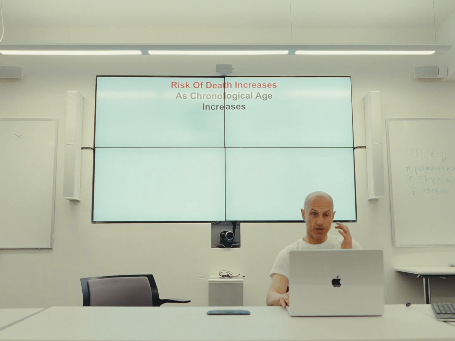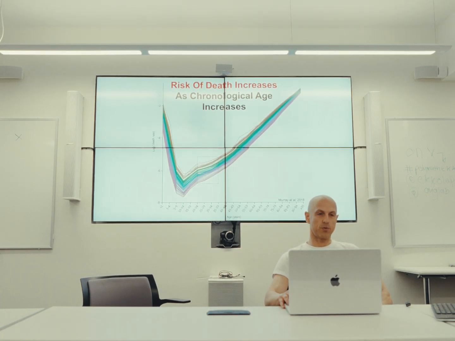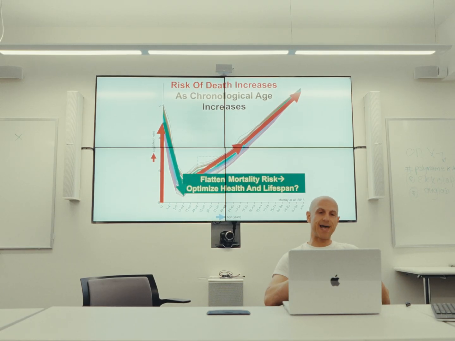So risk of death increases as chronological age increases, and that's what we'll see here. On the y-axis, we've got death rates plotted against age from birth until 95 years. You can see that death rates are very high for newborns, after which mortality rates decline rapidly until we're about 10 to 14 years old. And then mortality risk increases pretty close to linearly for every year that we're alive after that. So the big idea that I'm interested in is, what if we could flatten mortality risk?